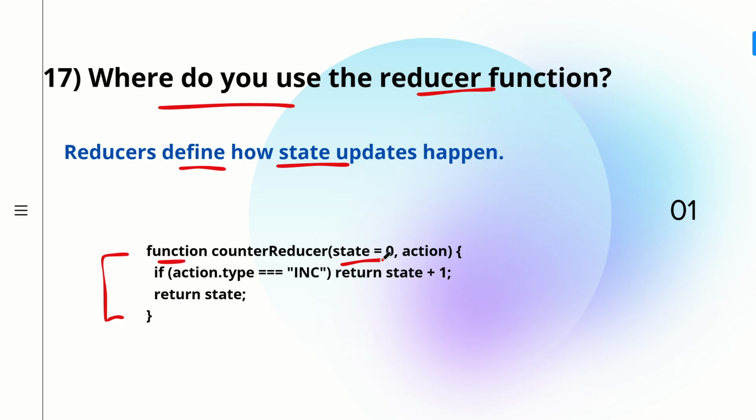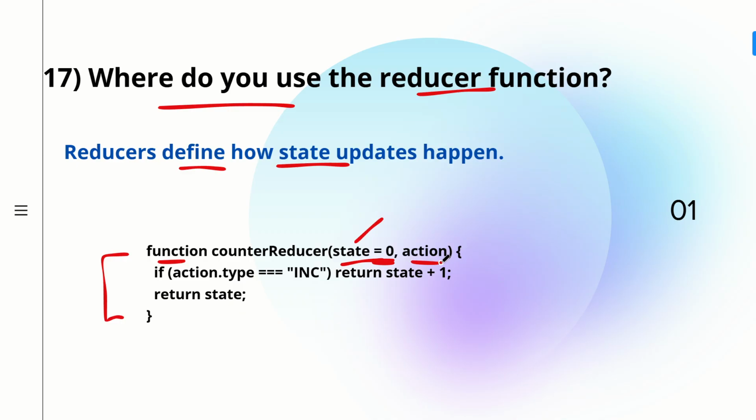If it is not there in your store, then it might take the default value. This is what is called destructuring, which we saw as one of the features of ES6. So if it is not there, it is going to take state value as 0, and if it's there, then it is going to take that value itself, whatever is the latest value.